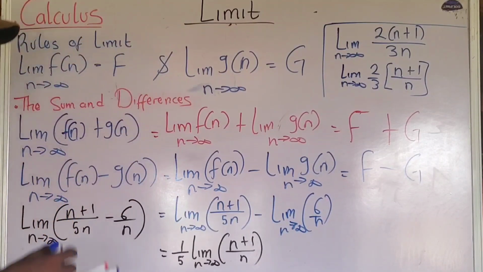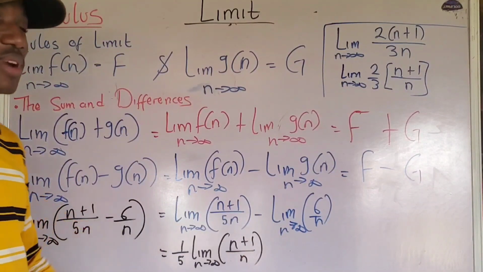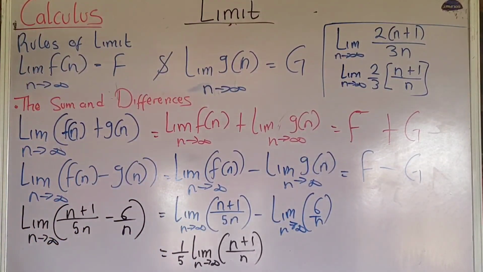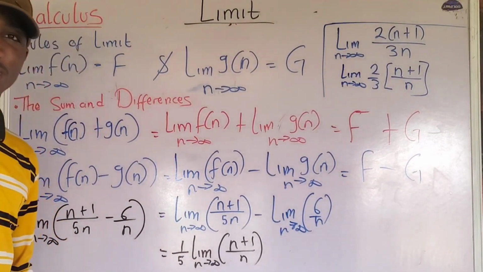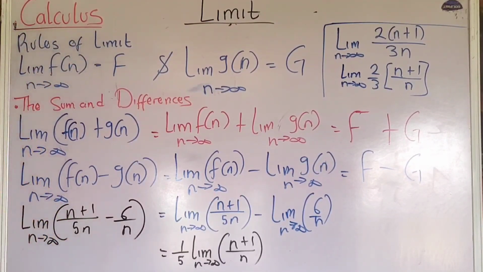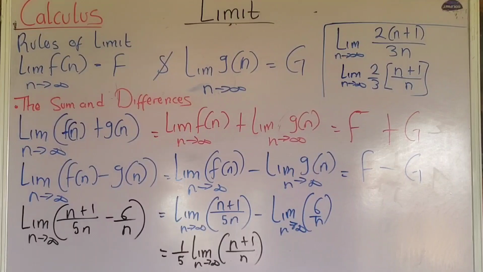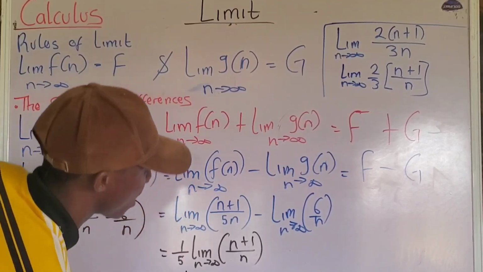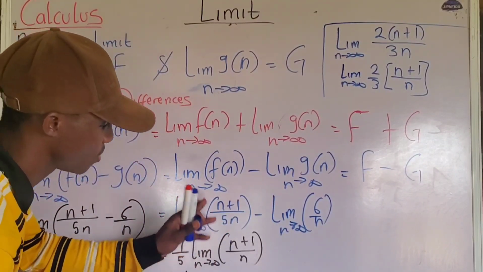You understand? So now don't forget that for n plus 1 all over n, the limit is what? Is 1. You understand? So, you know, we've done it. If you take the limit of n plus 1 all over n as n approaches infinity, you know that we're going to get 1. You understand? So for this, I'm going to have 1 over 5 multiplied by 1.